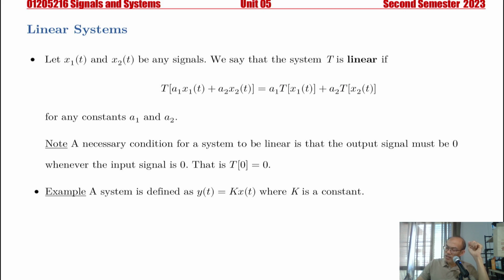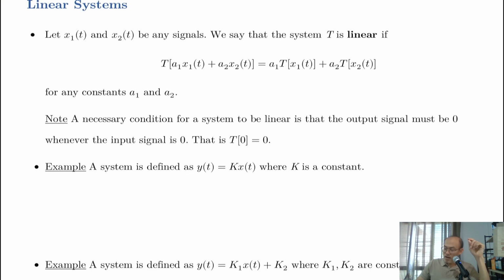It's like we can take T inside the parentheses. If you can do that, then the system will be called linear. Now, it is useful to know that a necessary condition, you know what a necessary condition is? A necessary condition has to be satisfied whenever something is true. So a necessary condition for a system to be linear is that the output signal must be 0 whenever the input signal is 0.